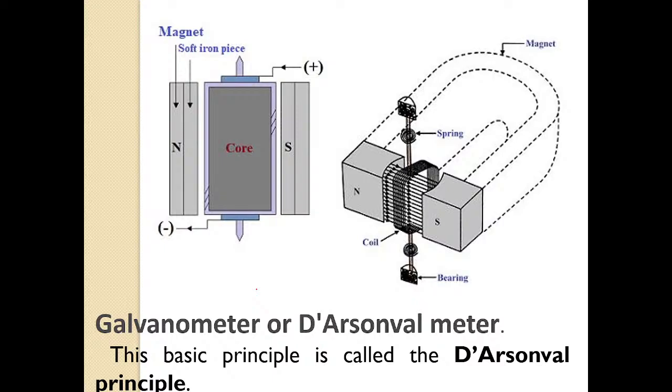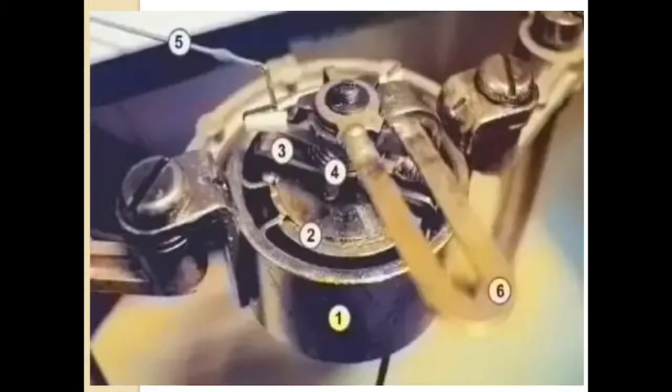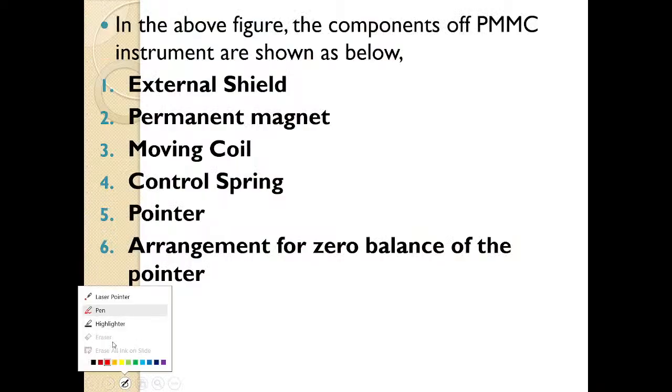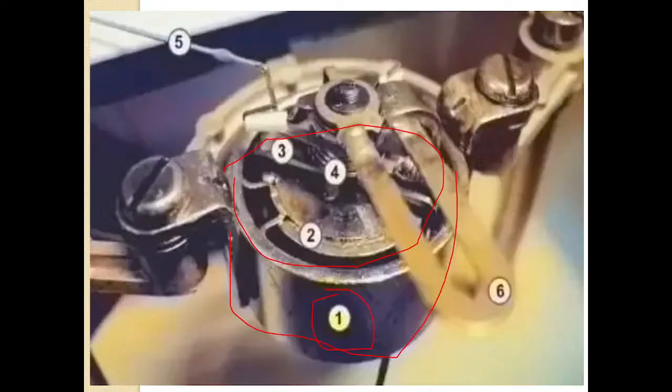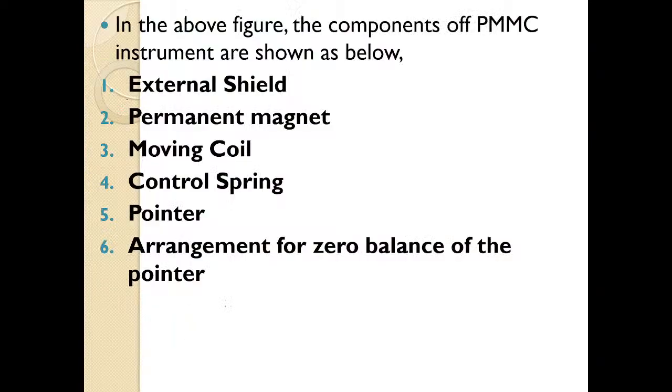So if you see in this image, this one is nothing but the external shield. You can see a cylindrical structure here. This cylindrical structure is the external shield of this permanent magnet moving coil.